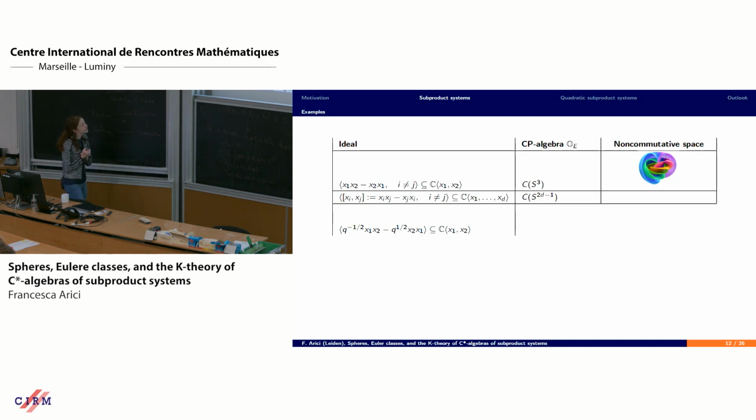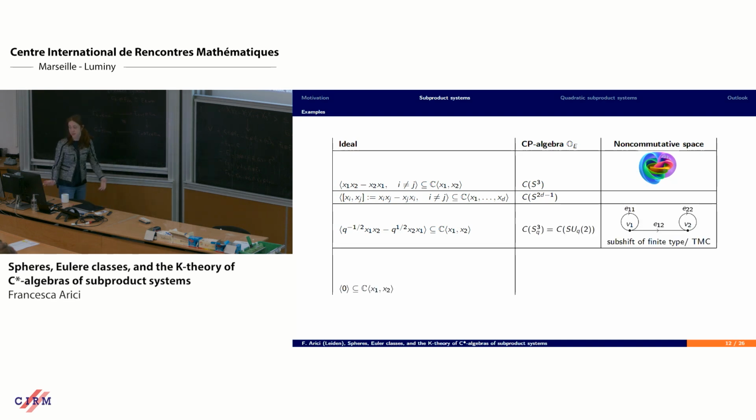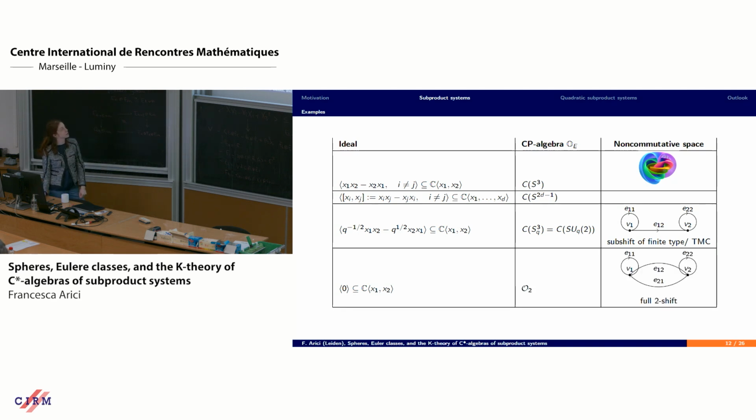So if you take that ideal, then the quotient algebra is what we saw yesterday, C of SU_q(2). So it's the continuous functions on a quantum group, or if you want, on a quantum sphere, and if you like dynamics, it's a subshift of finite type. And now if you quotient by nothing in C of x1, x2, then you get O2, so you get the full two-shift in the dynamic sense. So it's a Cuntz algebra O2.